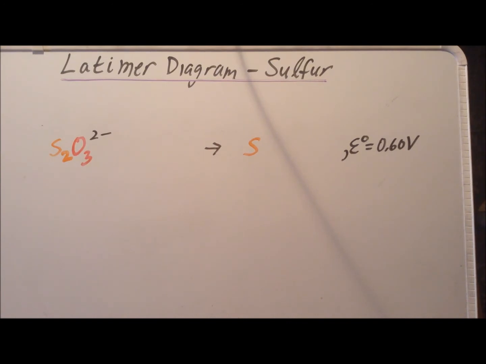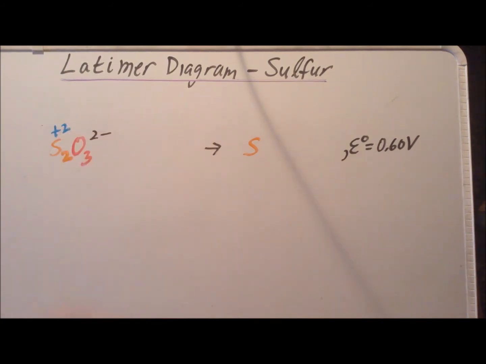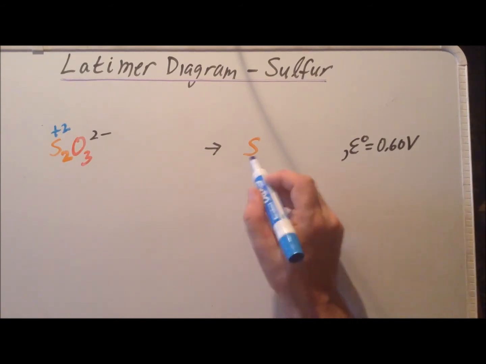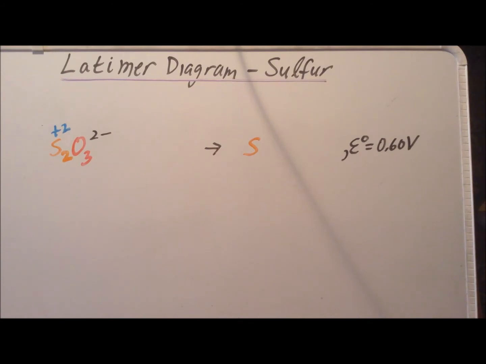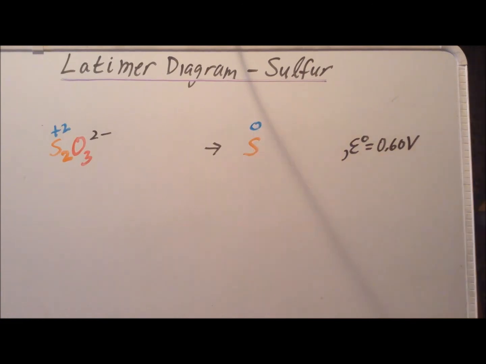Recall that we found the oxidation number of sulfur in thiosulfate to be plus 2. The oxidation number of sulfur in elemental sulfur, which we're just writing as S here, sometimes you'll see it written as S8, is 0 because we recall that one of our rules for oxidation number is that the oxidation number for any element as an element is going to be 0. So we realize that to go from an oxidation number of plus 2 to 0 requires 2 electrons.